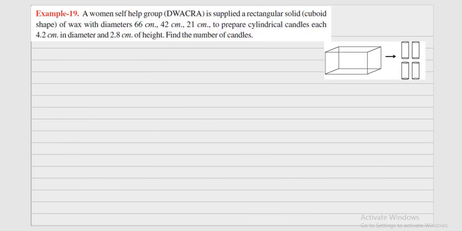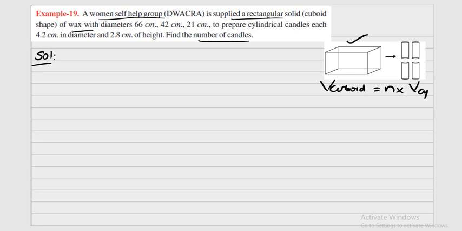Next, moving on to one more question. See, a women self-help group is supplied a rectangular solid cuboid wax. So already we have discussed, right? So here a cuboidal shape wax is supplied to a group of women, so they need to prepare candles. The dimensions of the candles are given, and it is asking how many candles they can make, right? If you observe clearly, volume of cuboid will be equal to n into volume of cylinder, right?